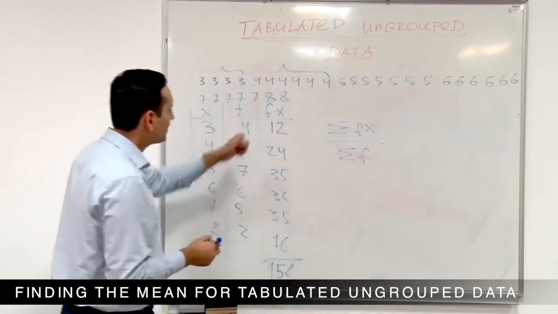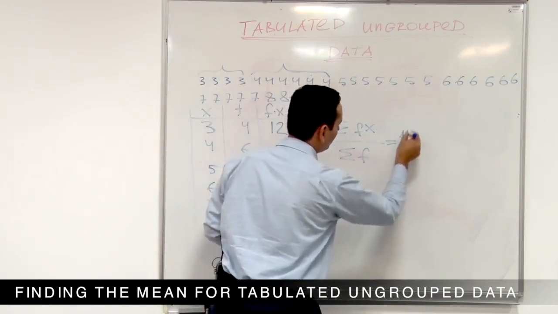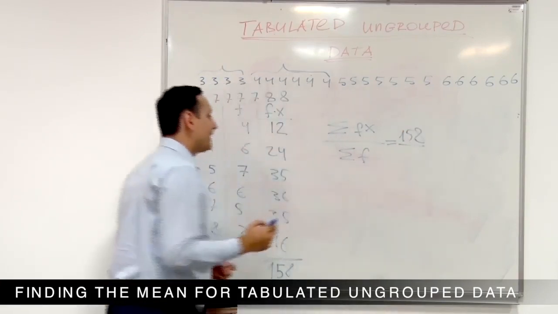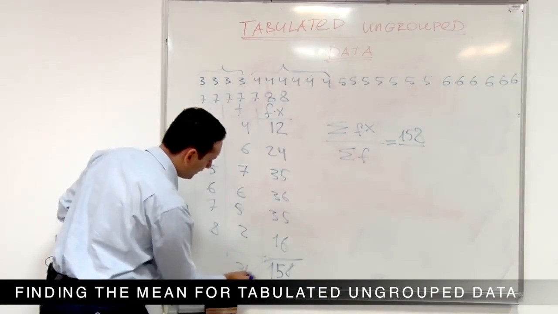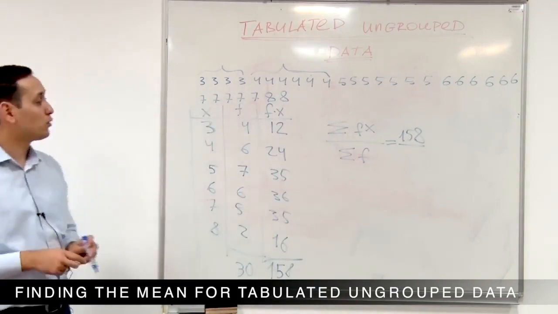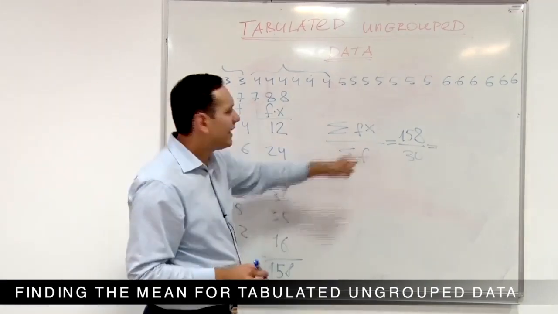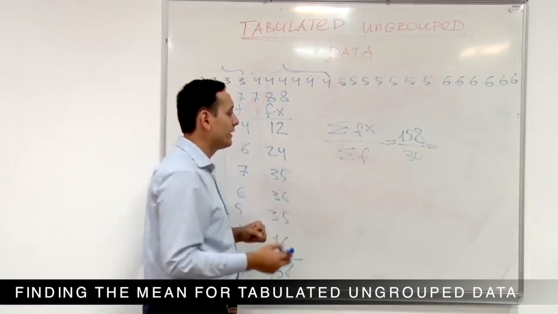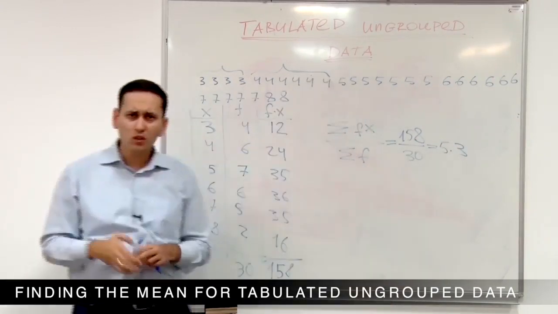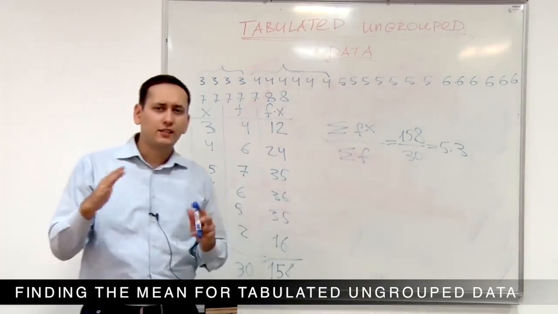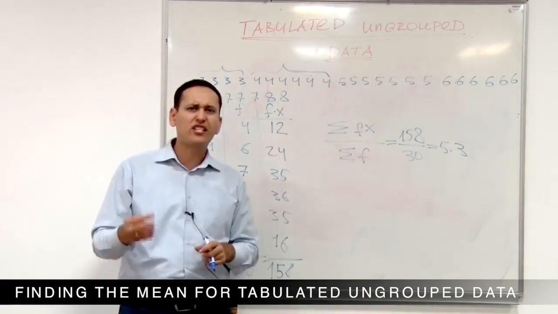In our case, the sum of Fx is equal to 158 TV sets, and the sum of f is equal to 30. So 30 is the number of days. If we add up these numbers, we're going to get 30. Dividing 158 by 30 gives you a number 5.3, which means on average, the store sold 5.3 TV sets every day.